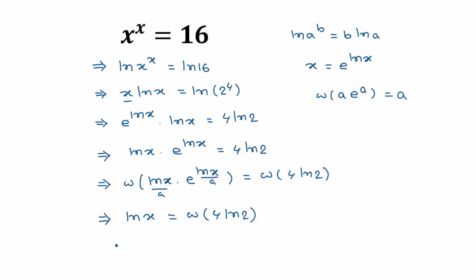Now find the value of x. This x is equal to, ln being base e, e to the power of W of 4 times ln of 2. And this is the general solution, and the approximate value of this term is 2.745, and this is the solution of our given equation.